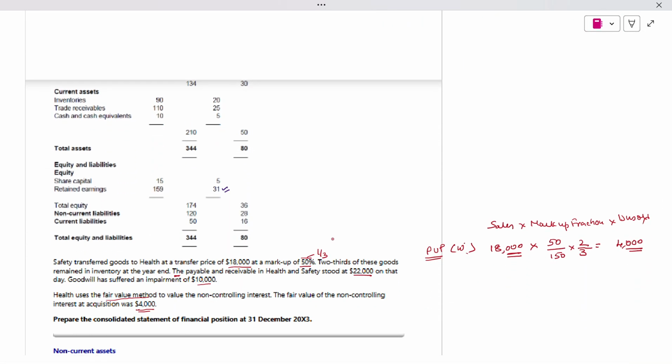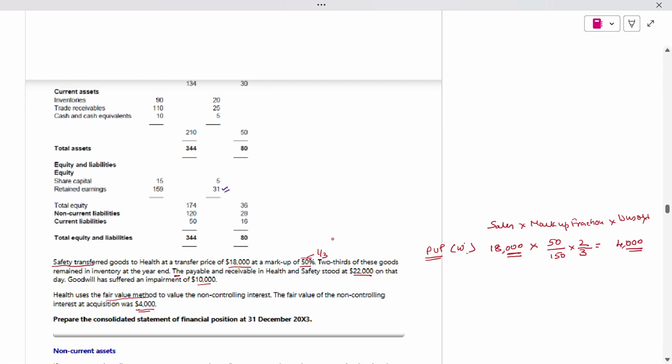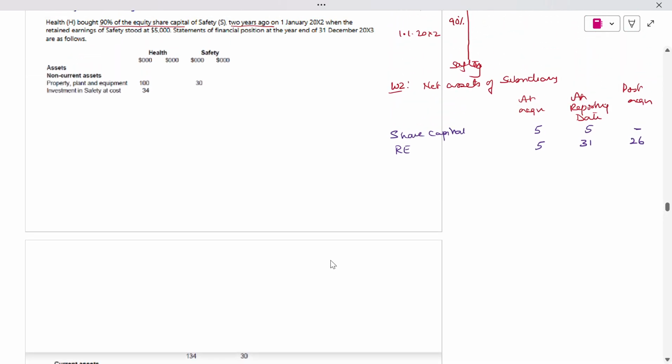See what is happening? This is the subsidiary transfer. The subsidiary has transferred goods to the parent company. If the subsidiary transfers goods to the parent company, then what do we have to do? We have to deduct it from the subsidiary. How much do you have to deduct from the subsidiary? 4,000. Are you clear about this?